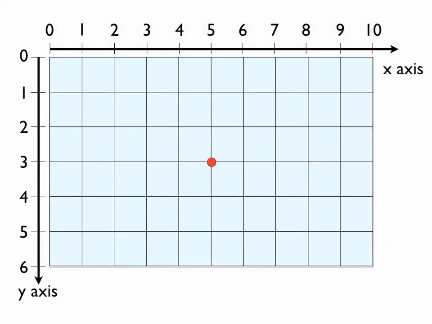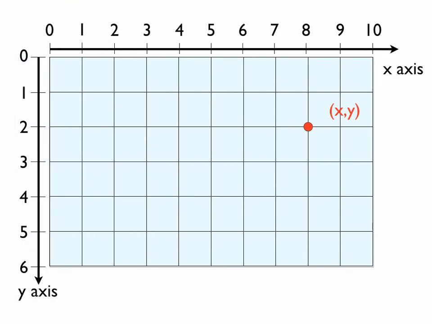Take a look at this pixel right here. What would the ordered pair for this coordinate be? Pause the video and think about it. Okay, let's figure it out. To reach this pixel, we have to go over 5 pixels along the x-axis, so our x value is going to be 5, and 3 pixels down on the y-axis, so our y value is going to be 3. Let's try another one.